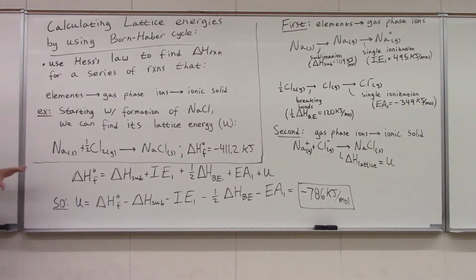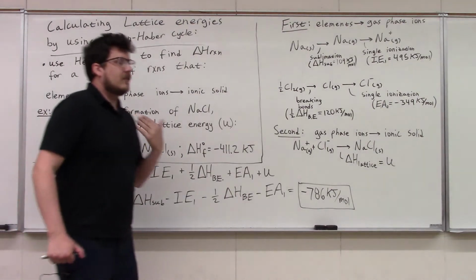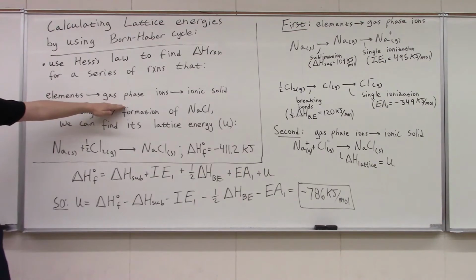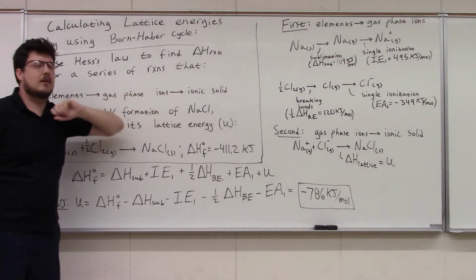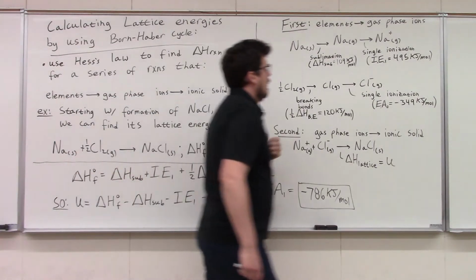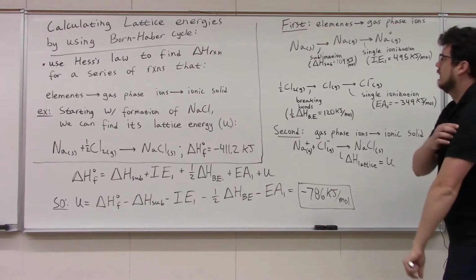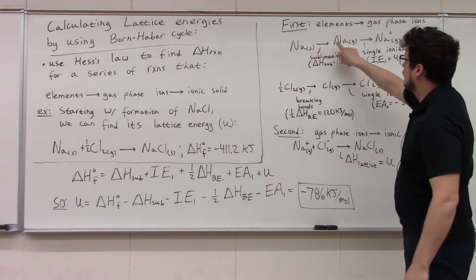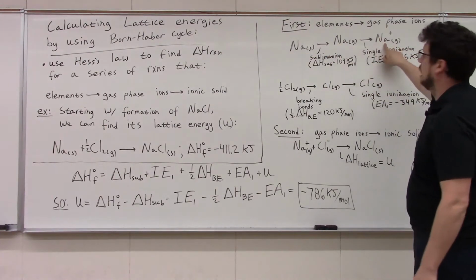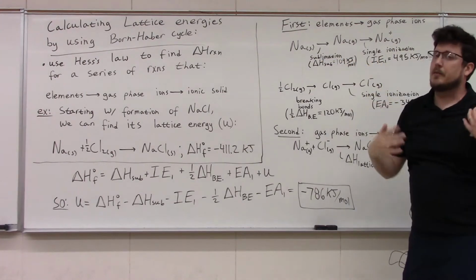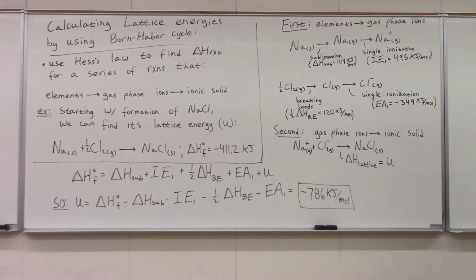All right, so we're going to go off of that. And we're going to do this in 2 steps, just like I have it diagrammed here. We're going to go elements to gas phase ions. That's the first thing we're going to do. And then we're going to take those gas phase ions and make an ionic solid out of them. And so this first piece is the tricky one. All right. And so we've got to go from sodium solid to sodium gas to the sodium plus ion. So this is going to involve looking up a lot of things in tables, potentially.